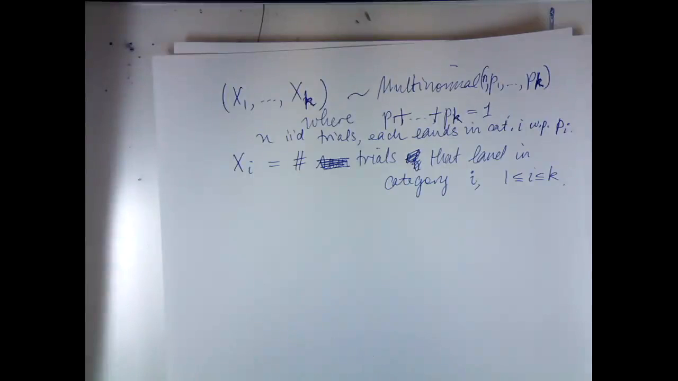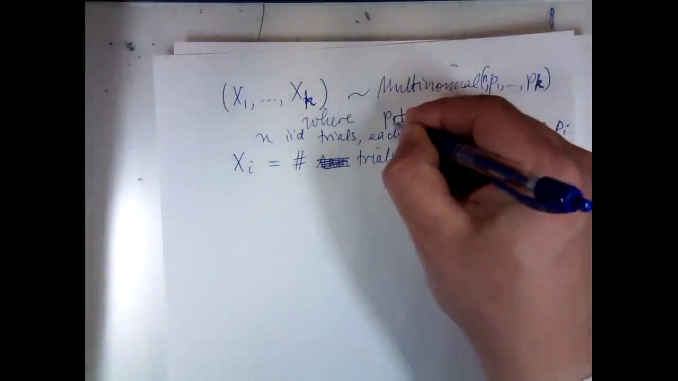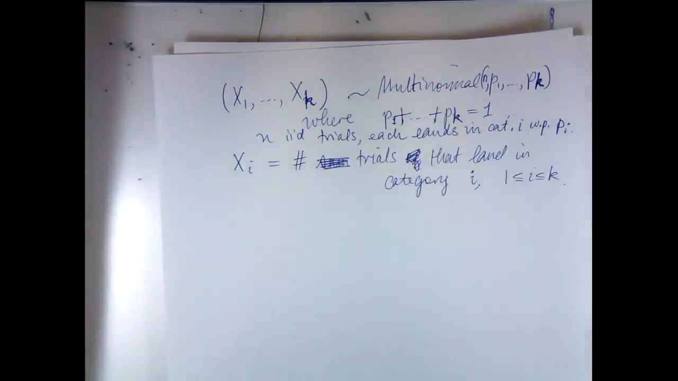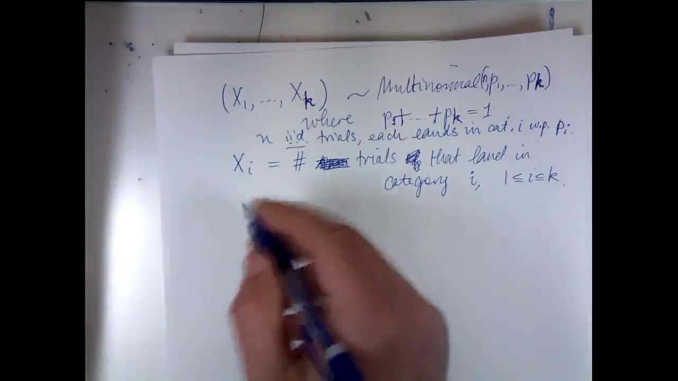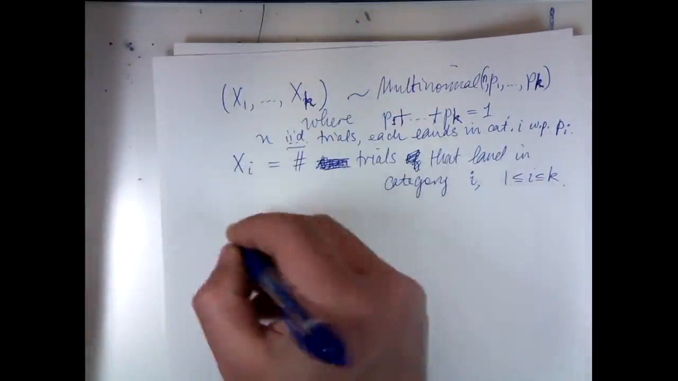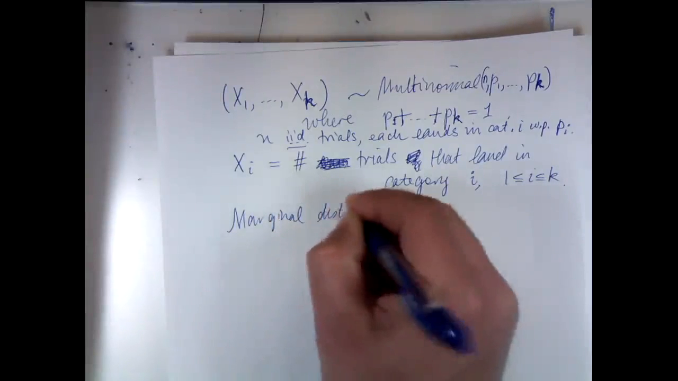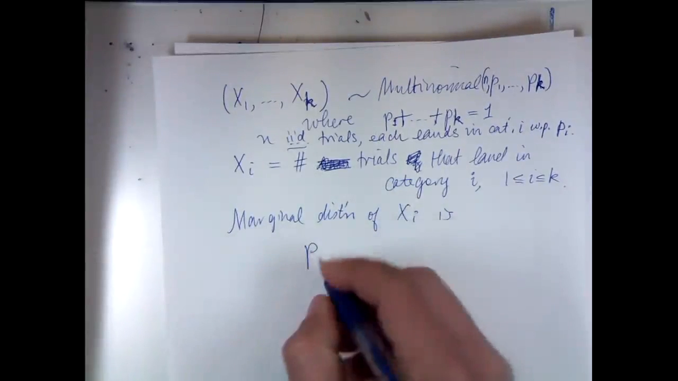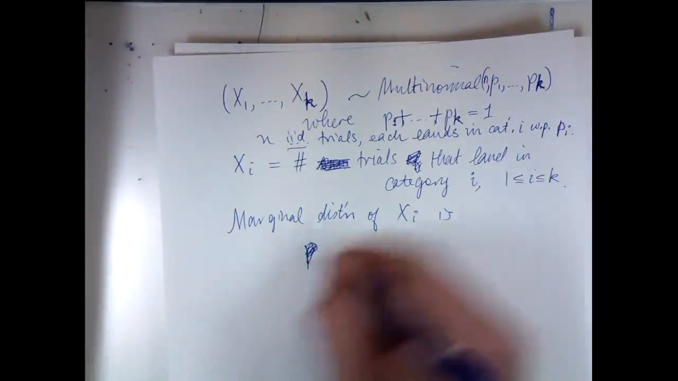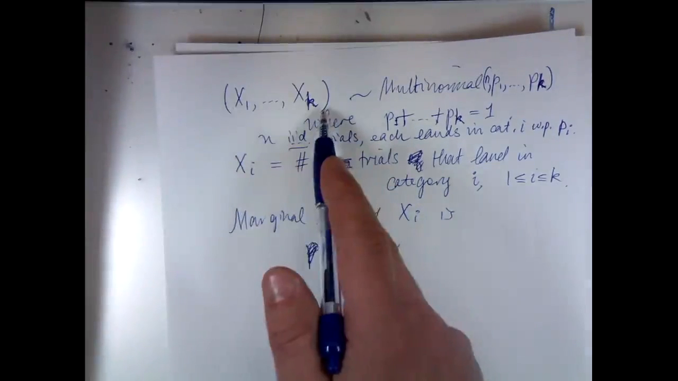We've implicitly talked about it in some of the earlier examples, but sampling without replacement, as always, is much more complicated. So let's just do the sampling with replacement case where they're IID. Okay? So if Xi is the number of trials that land in category i, then the whole point is that these have a joint distribution. So I can already tell you that the marginal distribution of Xi is given by, well, remember, if you take them as a joint, it's multinomial.